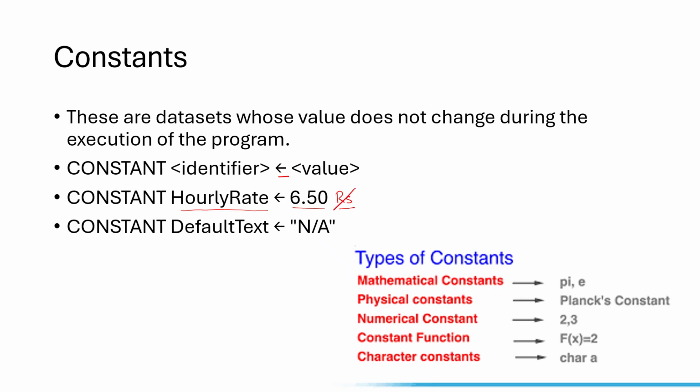Another example is of a constant by the name of default text, which is assigned the value n/a. So whenever we are using identifiers for any constant, two things are fixed: the word constant and this arrow pointing towards the identifier.